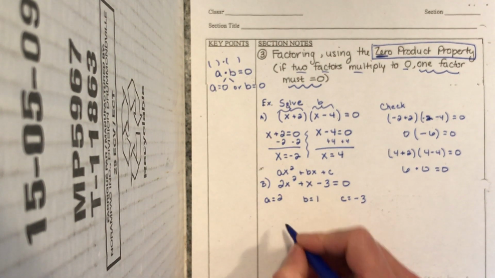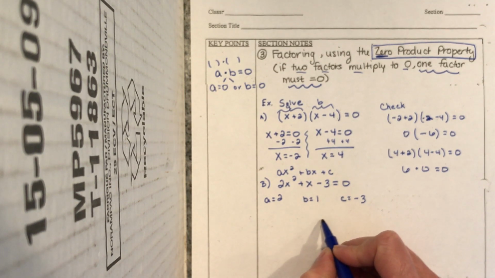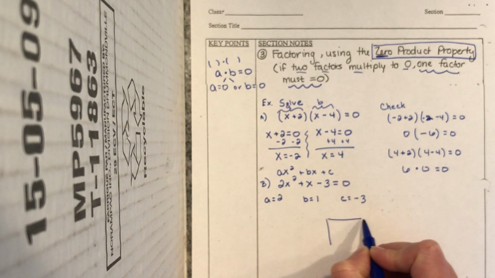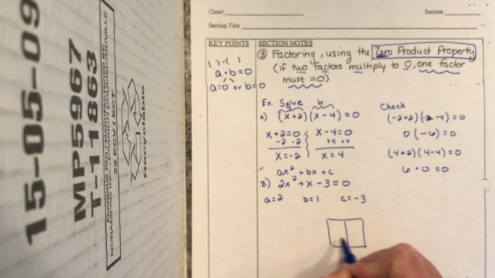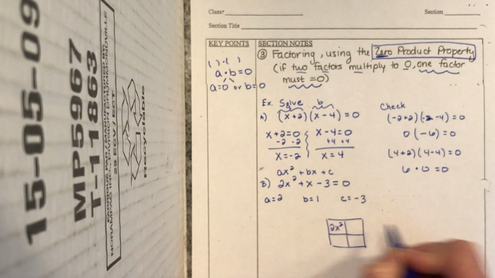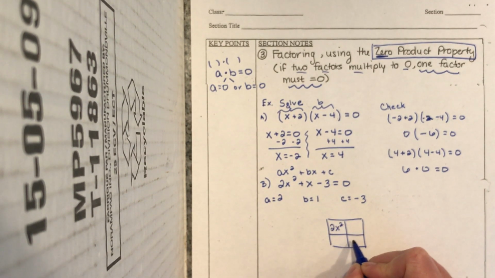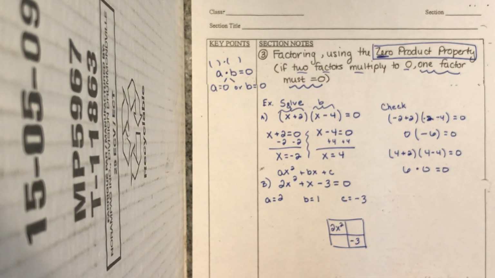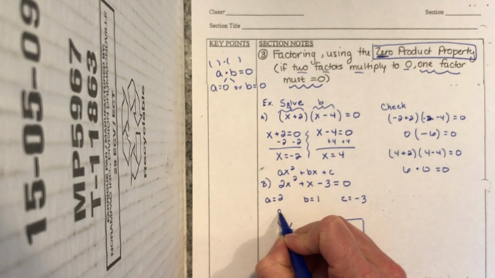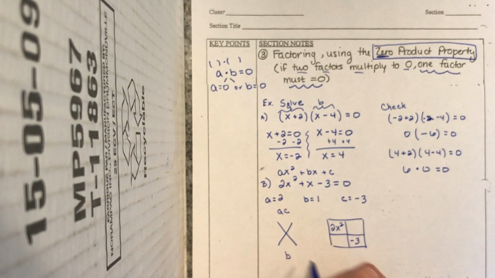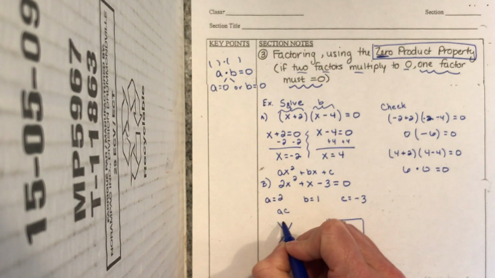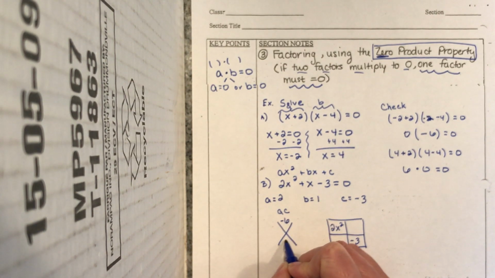Then I would set up my factor box. The upper left-hand corner is your ax squared, so 2x squared. The lower right-hand corner is your c value, so negative 3. And then I have to use my factor x to fill in the other two boxes. So the top of your x comes from a times c, and the bottom of your x is your b value. So the top of my x is negative 6, the bottom of my x is 1.